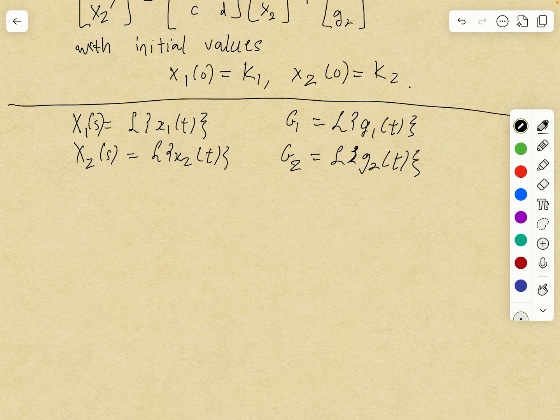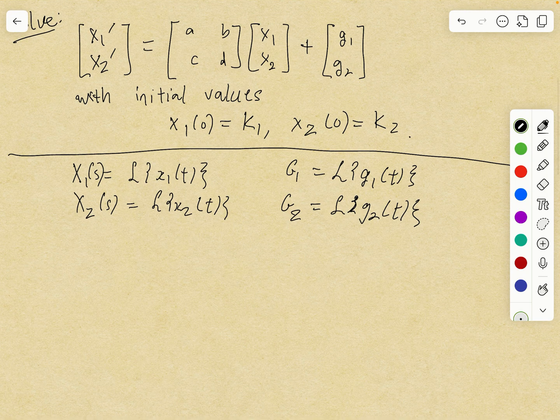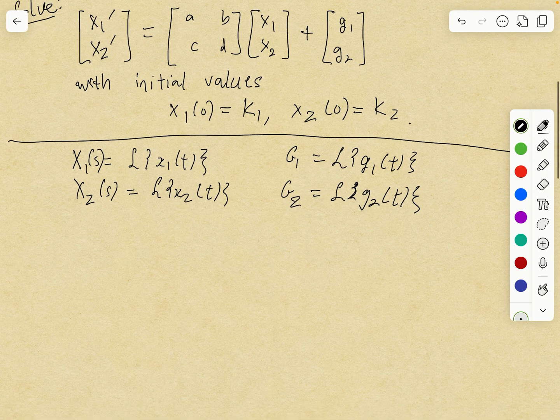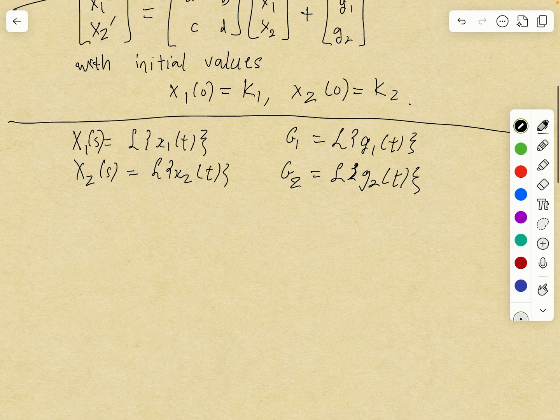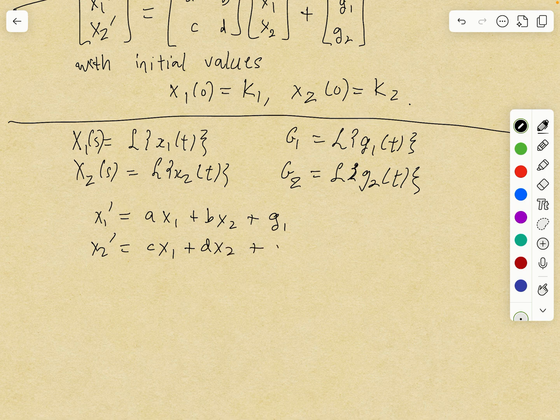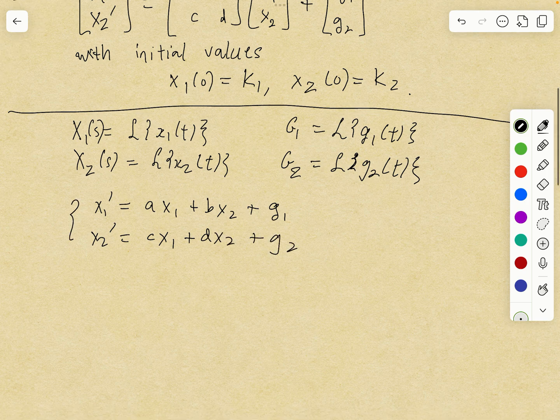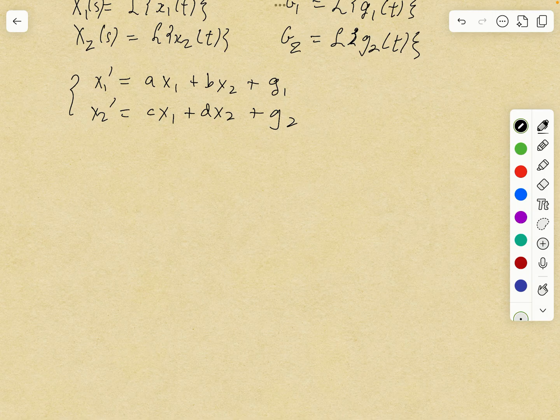So here is the idea. First let's write out the system of equations without matrices. If you write that out, you get little x1 prime equals a x1 plus b x2 plus g1. x2 prime equals c x1 plus d x2 plus g2. That's what we're solving for, x1 and x2. So now you take the Laplace transform of both sides.